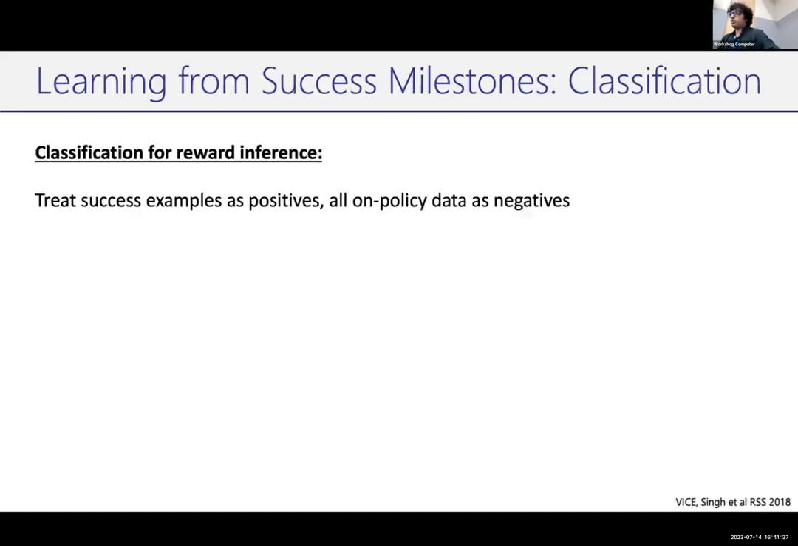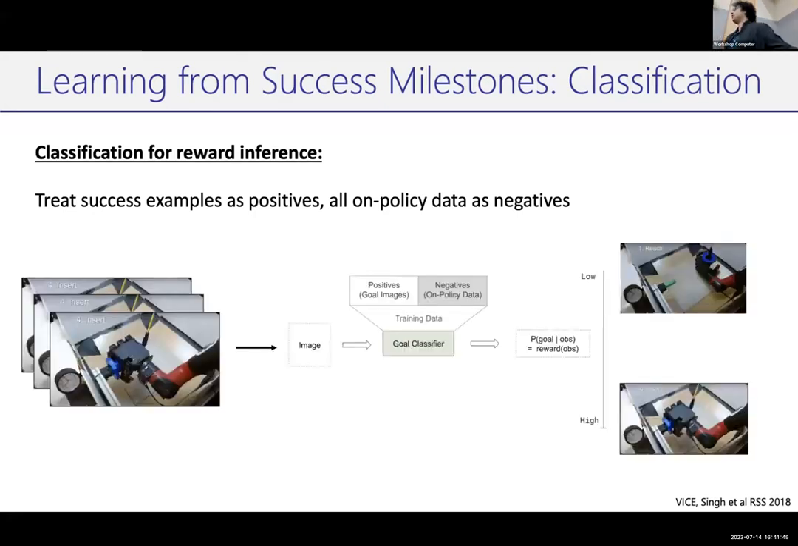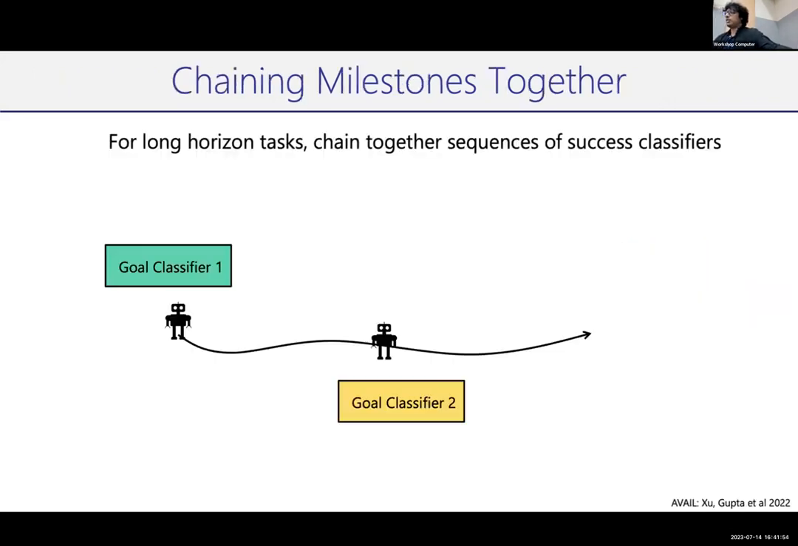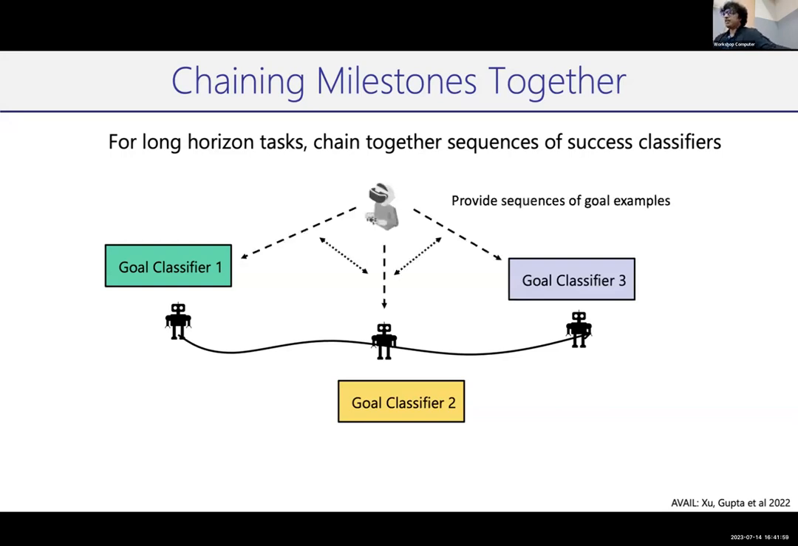Okay, so what this scheme overall looks like is you're going to treat your successful examples as positives, all on-policy data as negatives. You're going to train a classifier and use the log likelihood as the reward. It's super simple, no fanciness, just a little bit of regularization. And what that allows you to do is then chain these things together. Let's say you have a three-step task, you just have a classifier for each one, and then you can use this data to figure out how to switch between the classifiers and the reward for each classification step. Right, so you're just going to say, I'm going to provide images for each step, learn 3 classifiers, and then switch between them to solve a multi-step task.